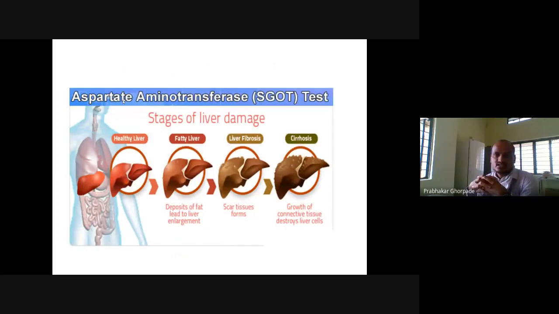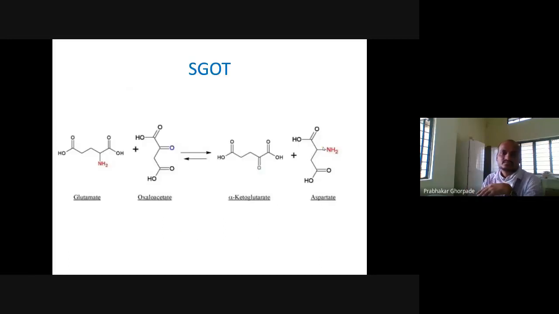So basically, this one is used if you have some liver damage. So this one is a healthy liver. This is a fatty liver. So deposit of fat can lead to liver enlargement. If it is liver cirrhosis, scar formation can be there. Growth of the connective tissue can destroy the cells. If somebody is drinking too much alcohol, then he may have liver cirrhosis. So if you want to detect that liver damage, you can do the aspartate aminotransferase test. So this is the SGOT test.